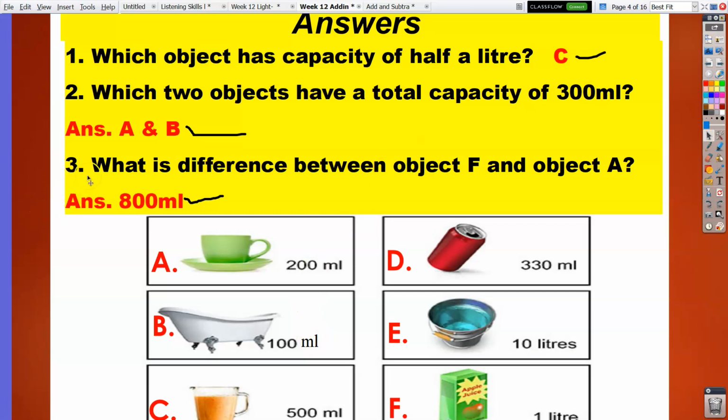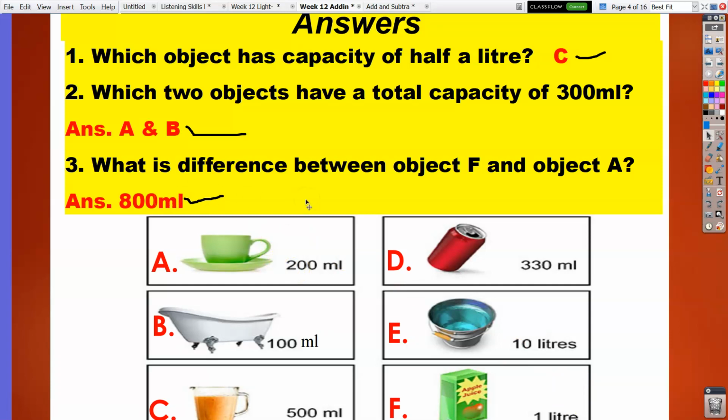And for question 3, what is the difference between object F and object A? The answer is 800 ml. As we all know, 1 liter is 1000 milliliters. So 1000 milliliters minus 200 ml is equal to 800 ml.